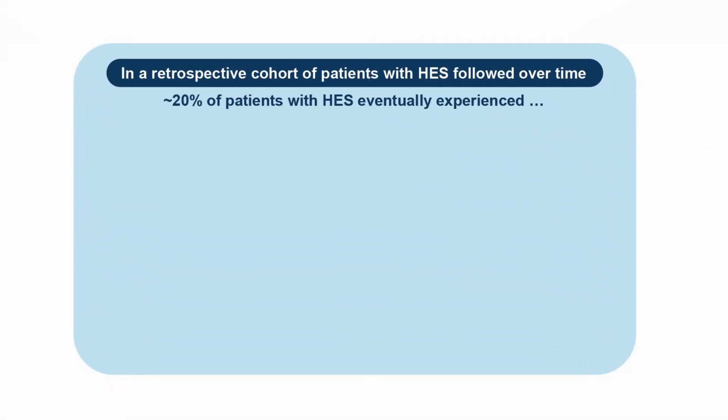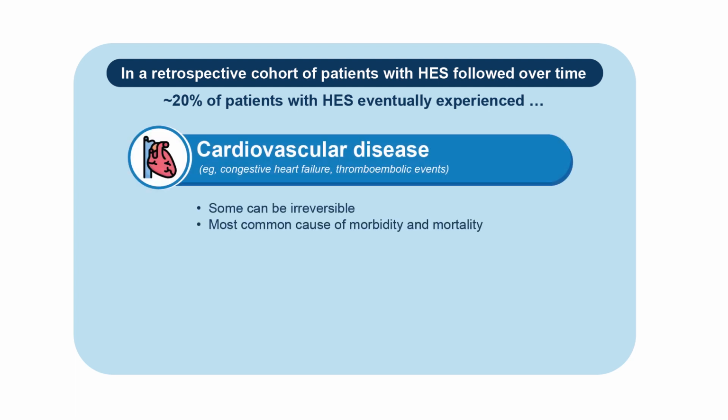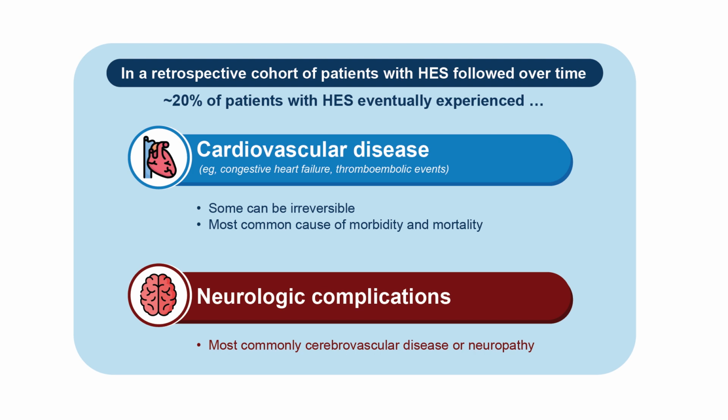In a retrospective cohort of patients with HES followed over time, about 20% of patients eventually experienced cardiac involvement, such as congestive heart failure, or thromboembolic events. Some of these can be irreversible and have historically been the cause of the morbidity and mortality experienced by patients with HES. Neurologic complications were also common, and these often included cerebrovascular disease or peripheral neuropathy.